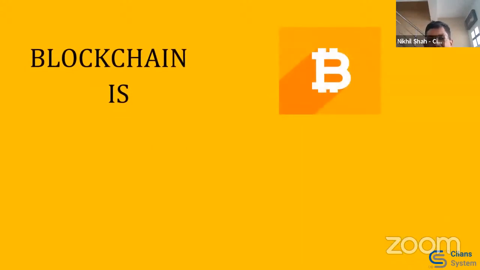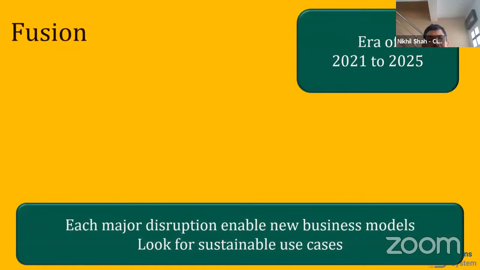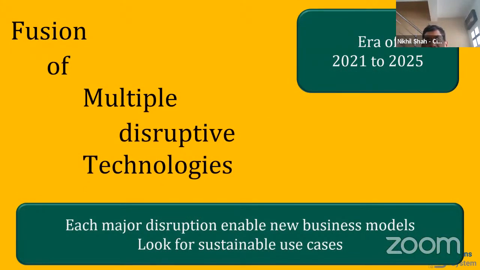And blockchain is another very powerful technology, which I touched upon briefly yesterday during my talk, that it brings immutability, transparency, and traceability. Right? We talked about it yesterday, so I'm not going to repeat that. Blockchain is another new phenomenon for a new trust or new settlement in the world. So these are all disruptive technologies, disruptive forces that are happening, and that's going to bring a lot of transformation in how we come up with new business models.